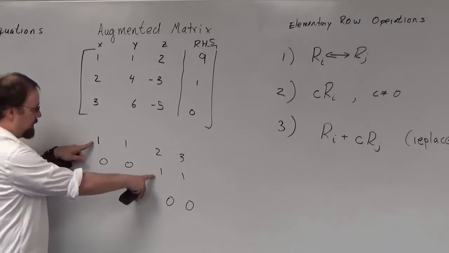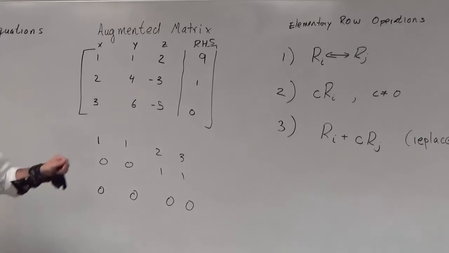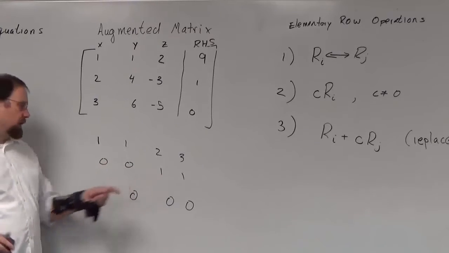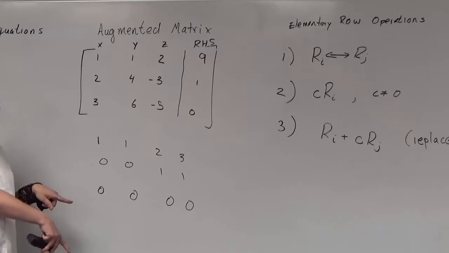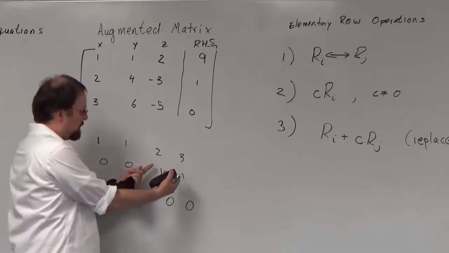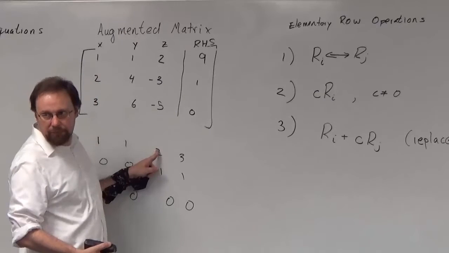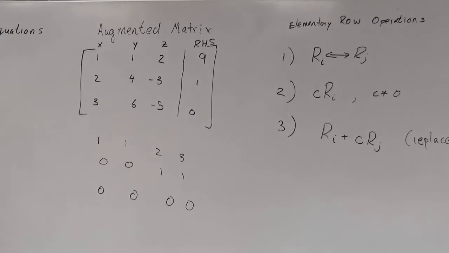So the first non-zero number is a 1. And in a row echelon form matrix, if a column has a leading 1, then everything below it is zeroed out, right? Okay. But the stuff above a leading 1 doesn't have to be zeroed out. Okay, so this is an example of a row echelon form matrix.